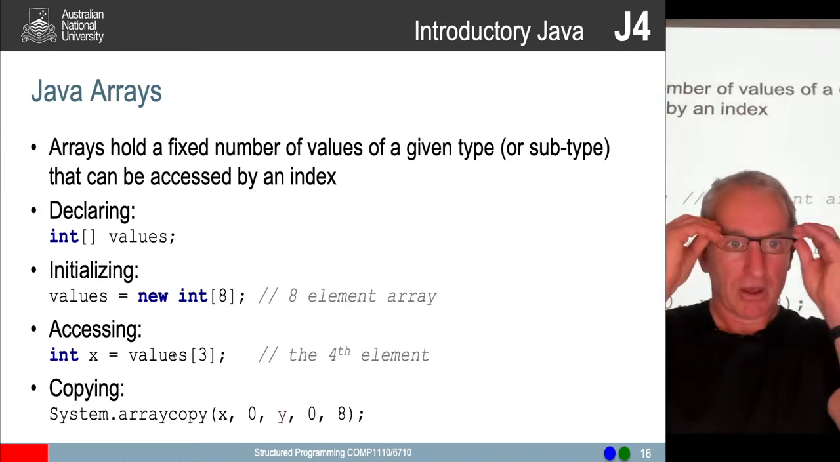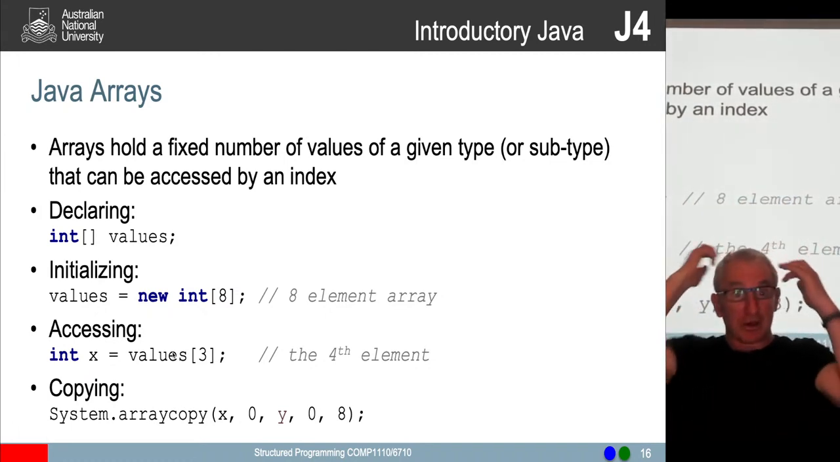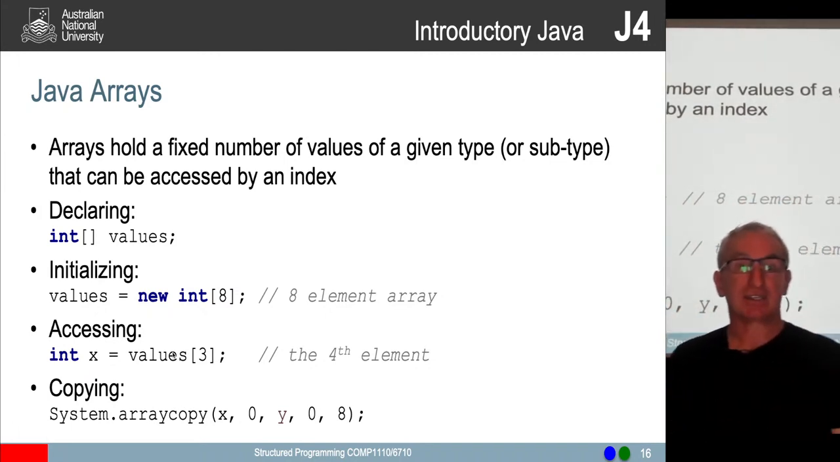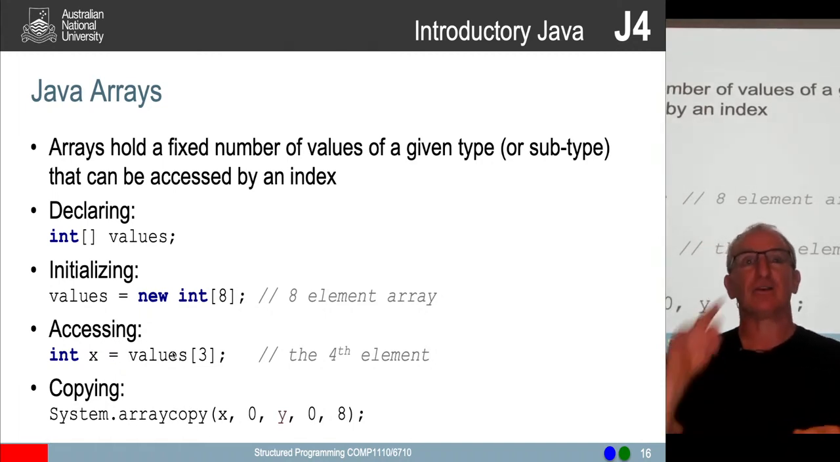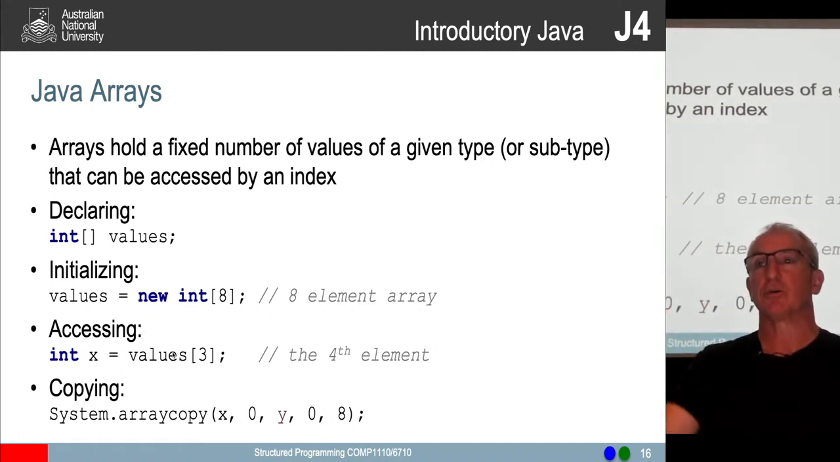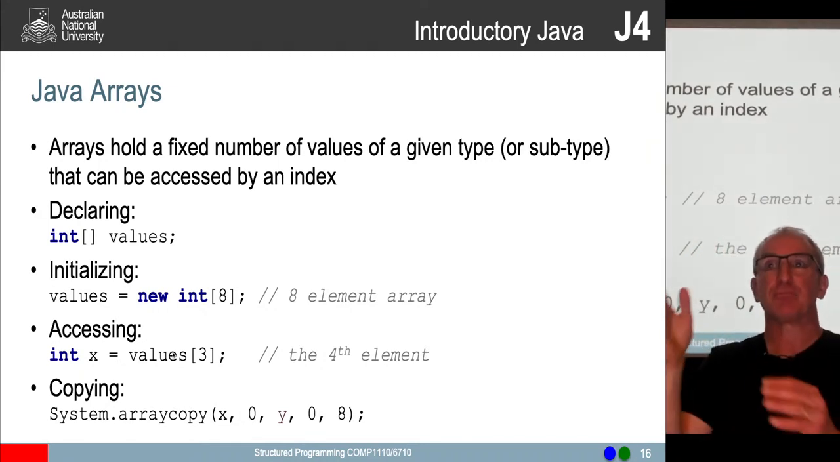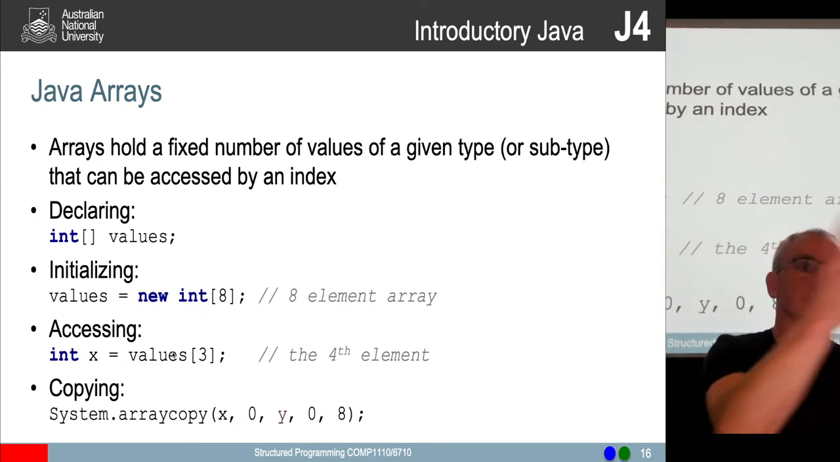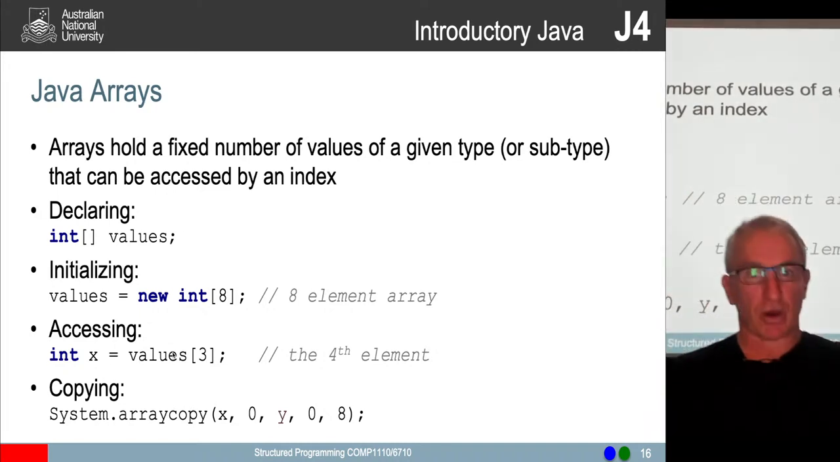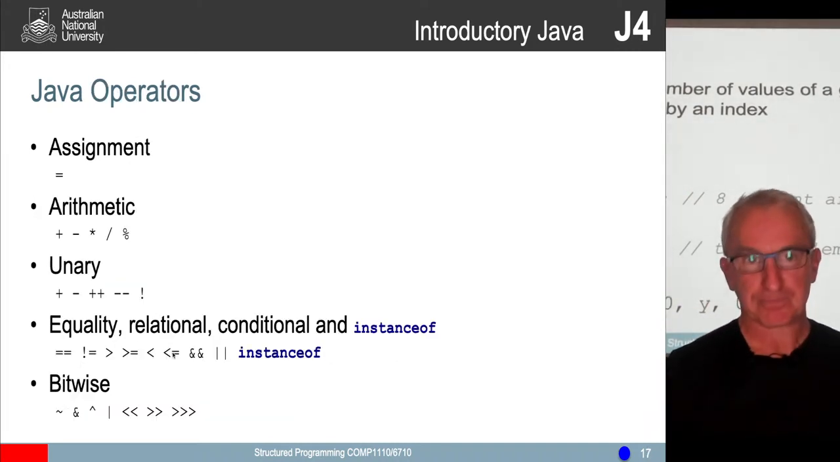It's just a convention. Okay, then when we want to access it, if I want to access the fourth element of this array, I use 3 for the reason I just explained, because we're using zero indexing. So if I use the digit 3, it means take the one at offset 3, which is the fourth one. And then copying, there's a way we can copy using a thing called array copy.